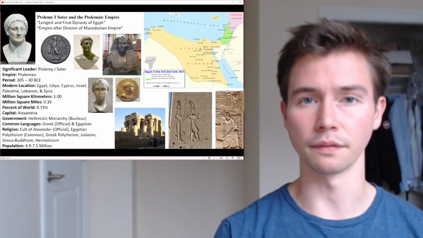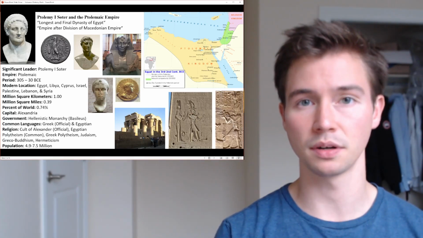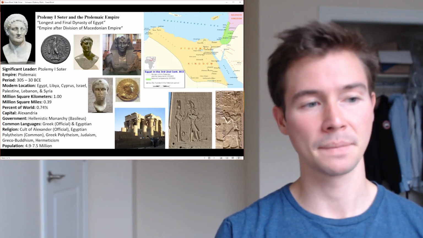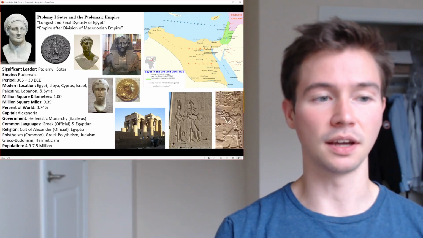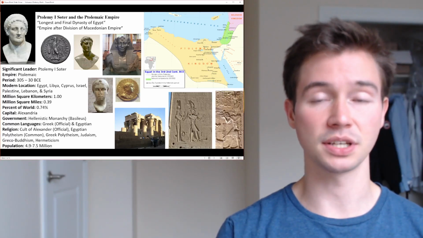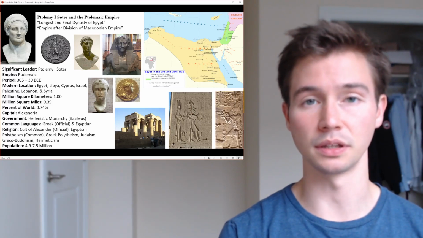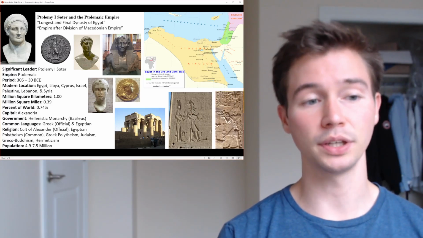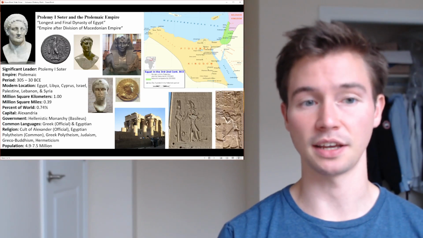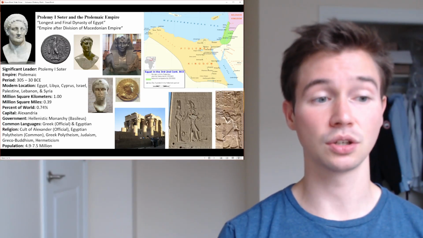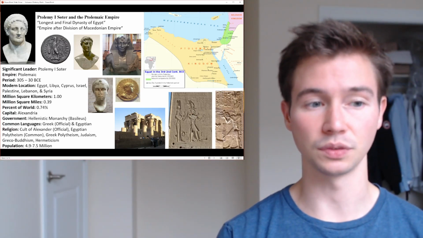That's where a lot of the early domestication of animals were produced, so some of the most developed and hardest land to conquer. Capital, Alexandria. Government, Hellenistic monarchy, Basileus, with also pharaohs. They're considered pharaoh is the leader. Common languages, Greek was the official language and Egyptian was the secondary language. Religion, cult of Alexander, which is the official religion.